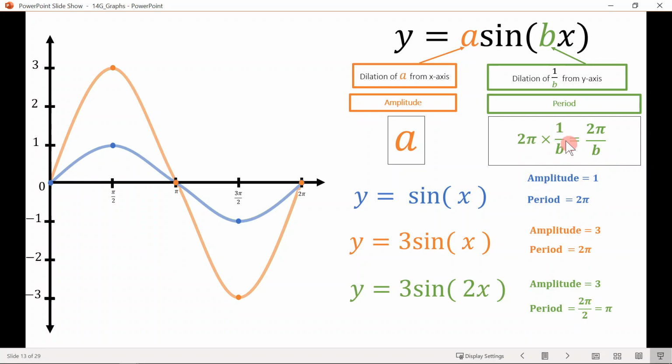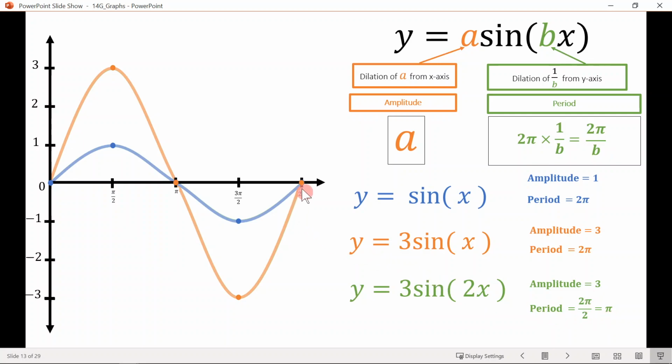So even though I'm writing this here, I'm just showing you this for you to link this reciprocal with it. But you just use this. You just go 2 pi over whatever b is. And in this case, b is 2. So it's 2 pi over 2, which is just pi.